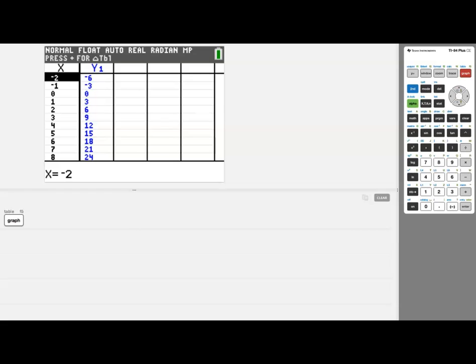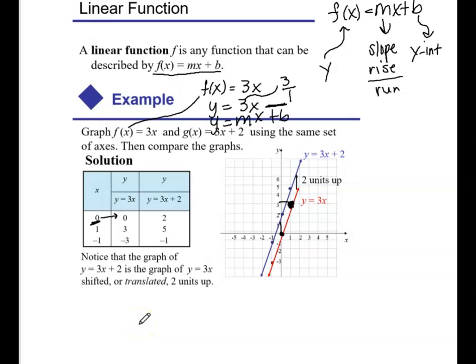If we go back to our notes, we can see the same table that they had graphed. We've got 3 points and they plotted those points. Now, on the second equation, y equals 3x plus 2, we want to look at y equals 3x plus 2. I'm going to write my y equals mx plus b over the top of that.